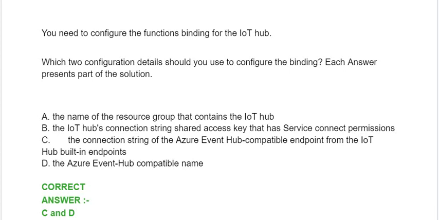Correct answer is option C and option D. The connection string of the Azure Event Hub compatible endpoint from the IoT Hub built-in endpoints and the Azure Event Hub compatible name.